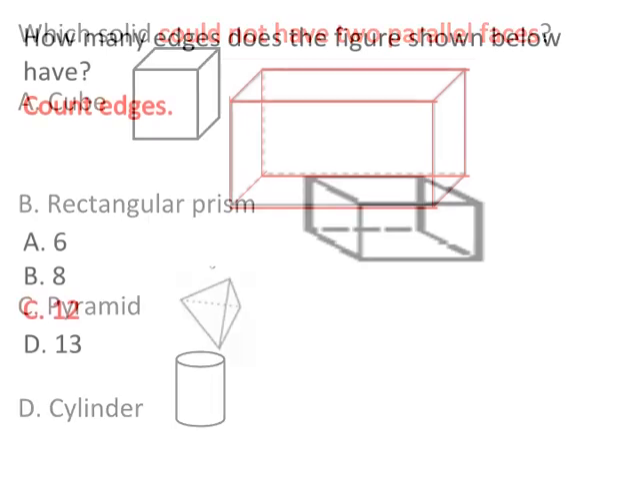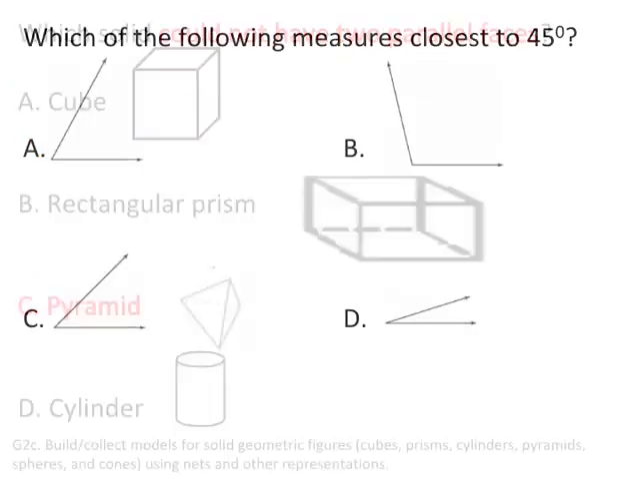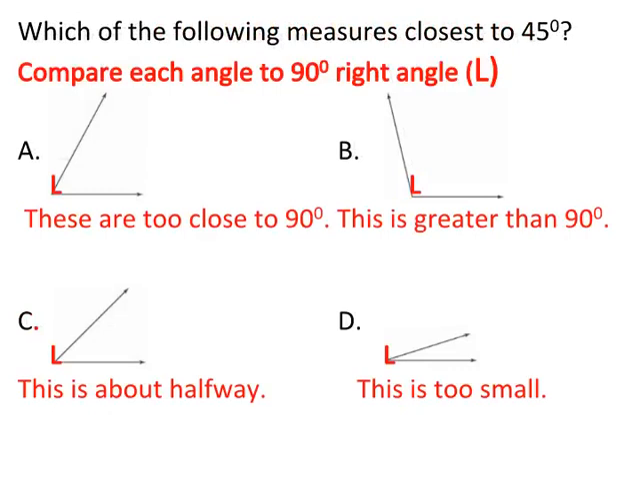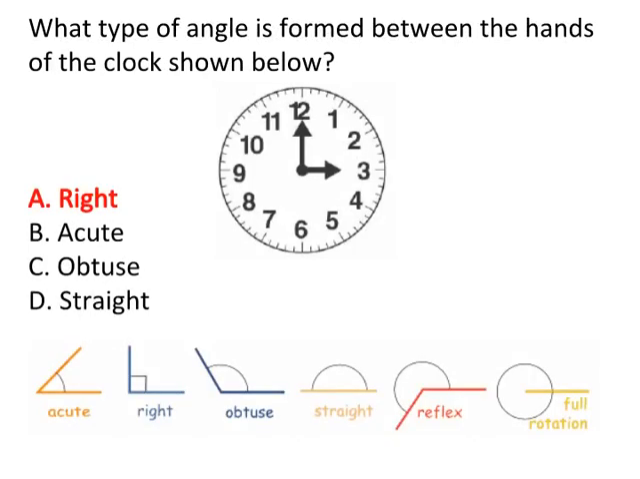12. Which of the following measures closest to 45 degrees? Compare each angle to a 90-degree right angle, L. And the answer is C, because it is halfway. What type of angle is formed between the hands of the clock shown below? Brilliant. It's A. Right angle.